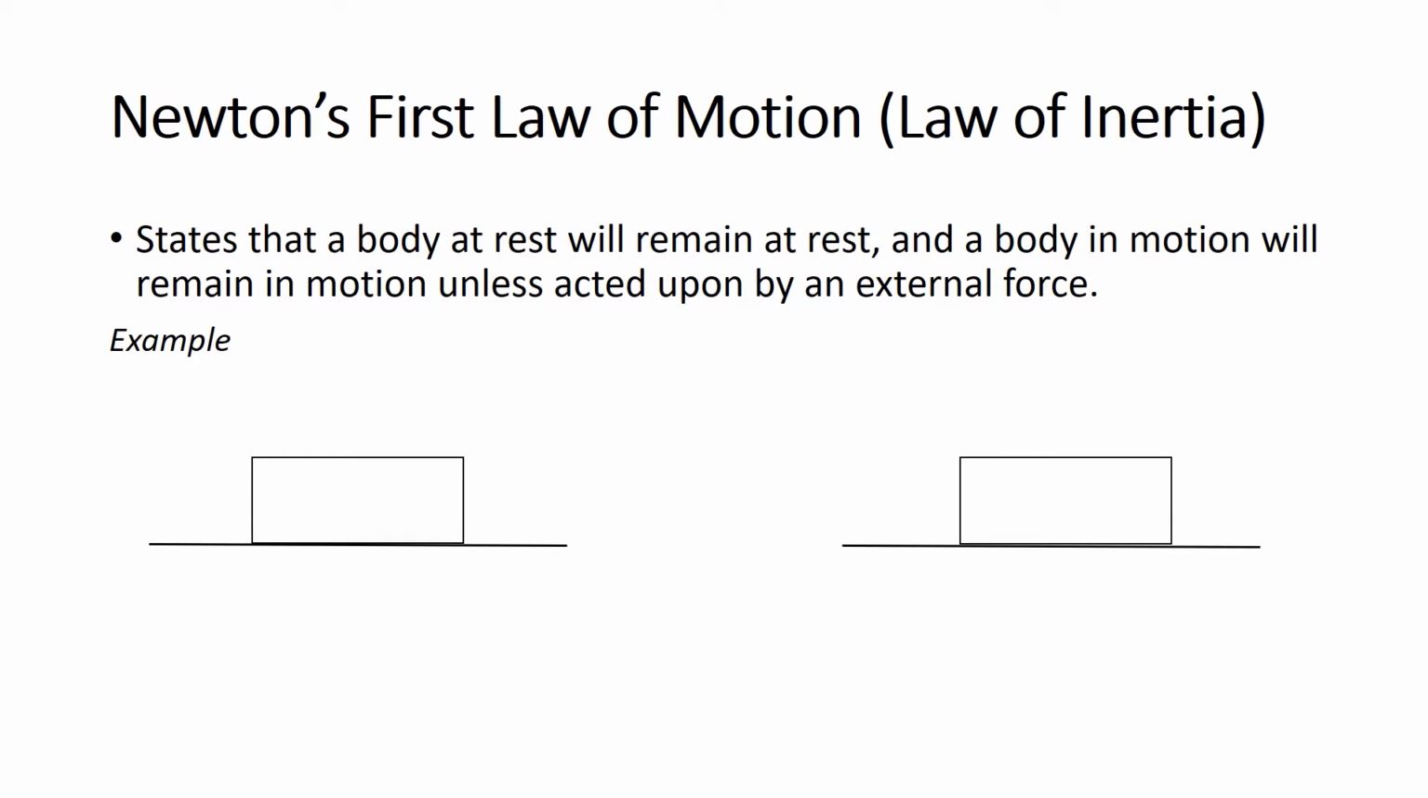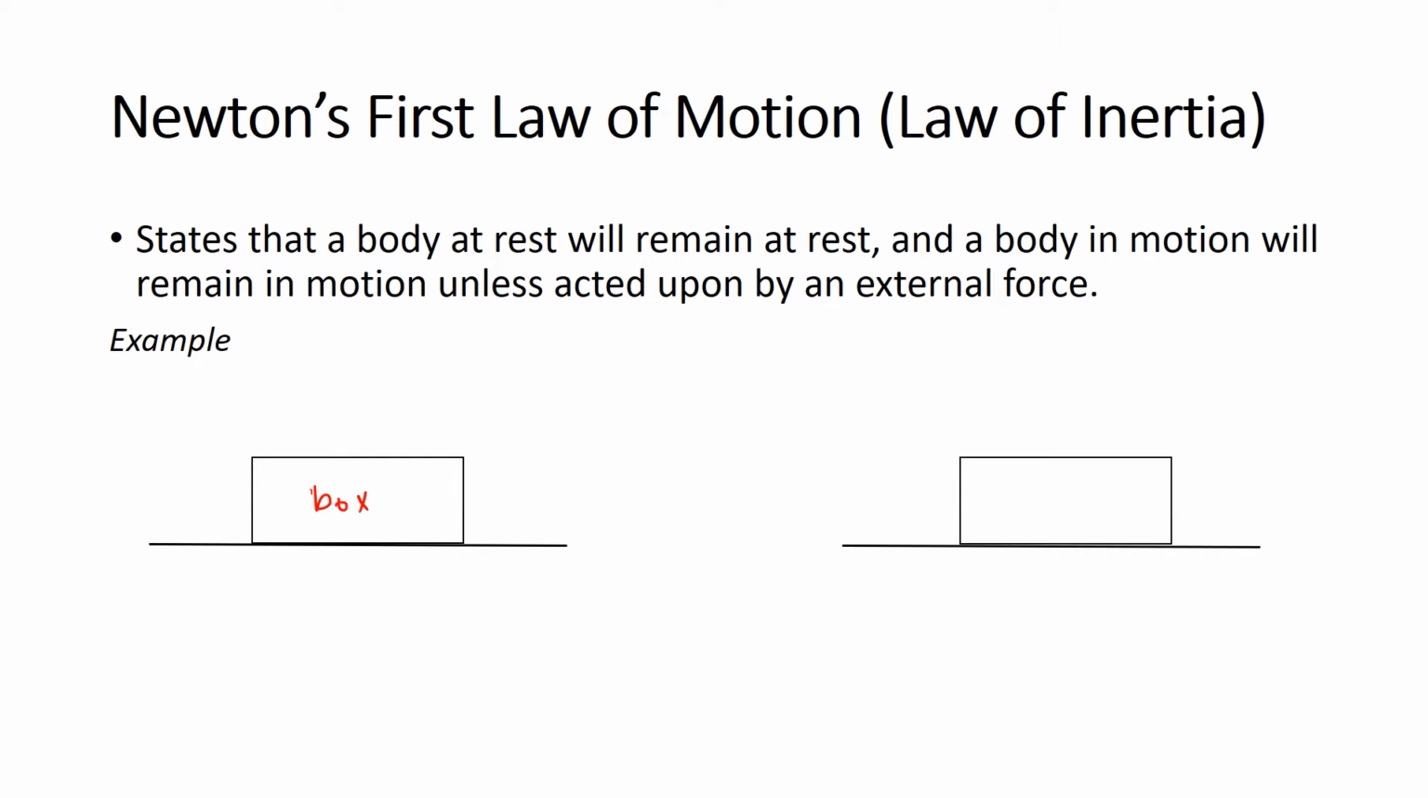The first law of motion is also known as the law of inertia, and this states that a body at rest will remain at rest and a body in motion will remain in motion unless acted upon by an external force. So for example, assume that we have this box, and this box is placed on top of the table.